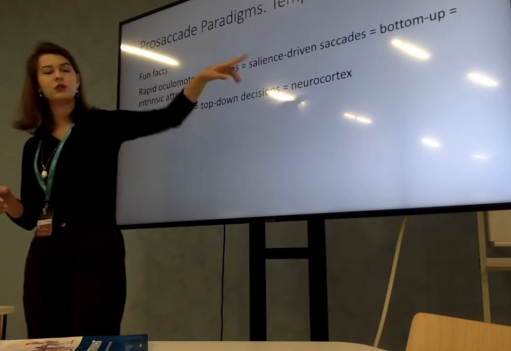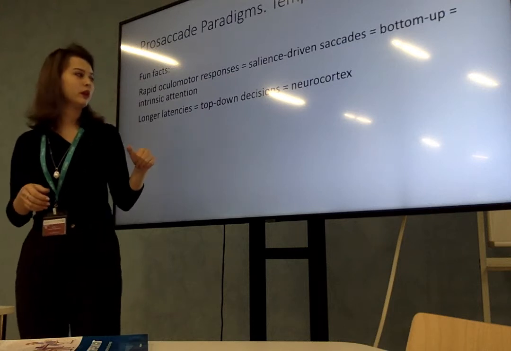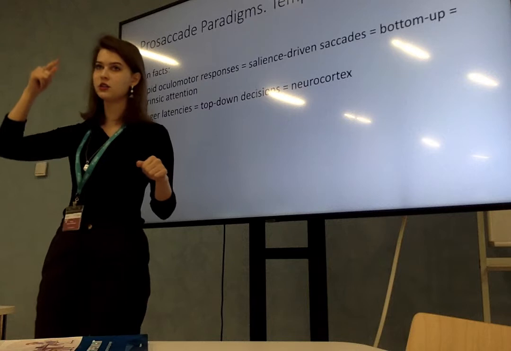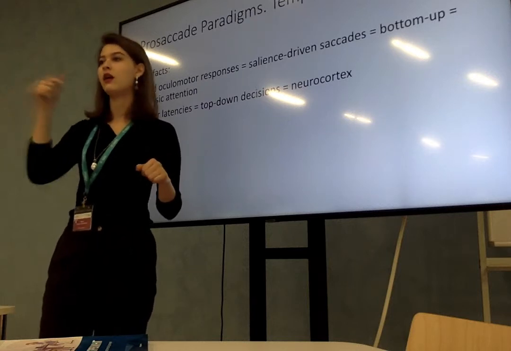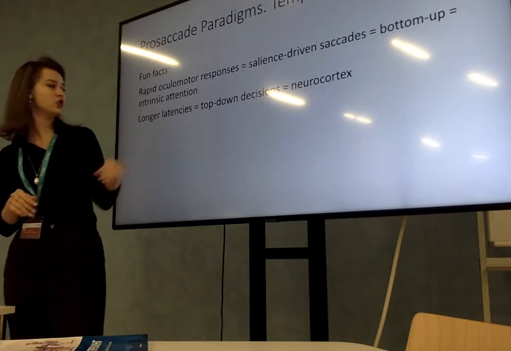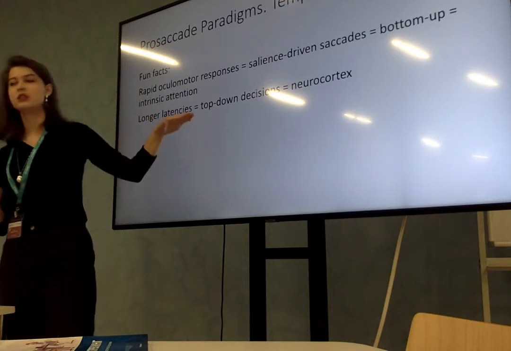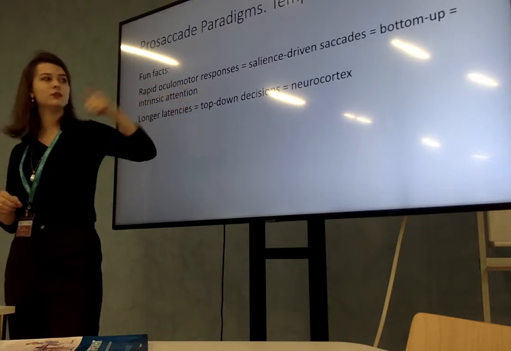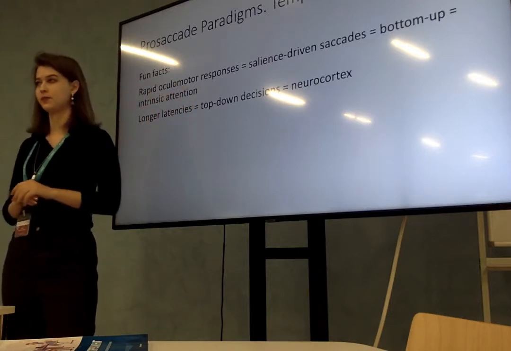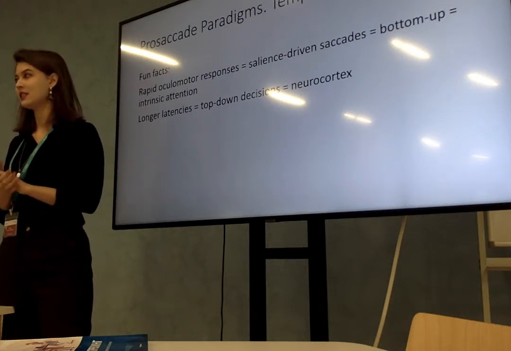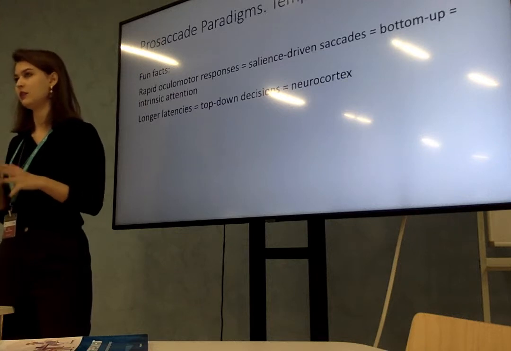So it's called bottom-up. If we're talking about instruction being given to us, we first think with our brain where our eye should move. That is called top-down decisions. So top-down decisions take longer time than bottom-up or salience-driven saccades. I'm going to send you all the slides, so don't worry about that. Is that clear? That is essential to understand. That's the basics. Yes, no?